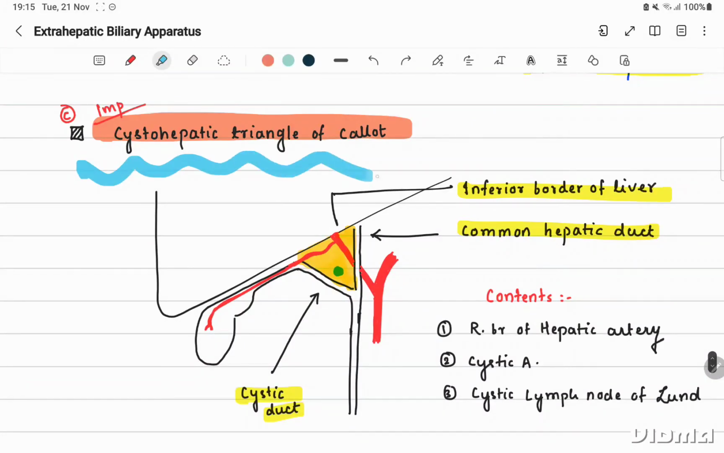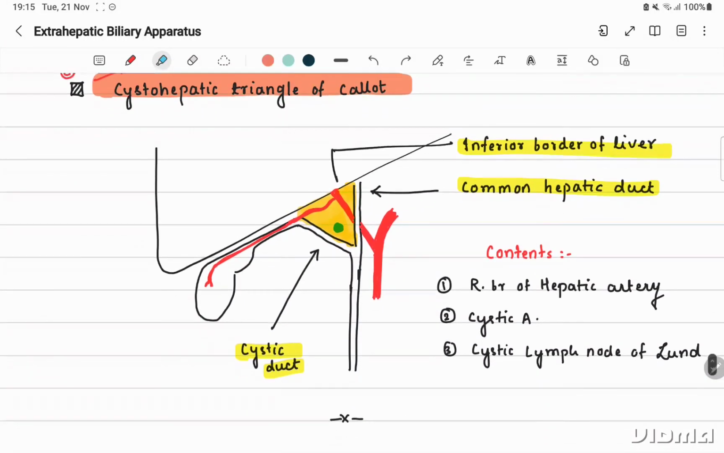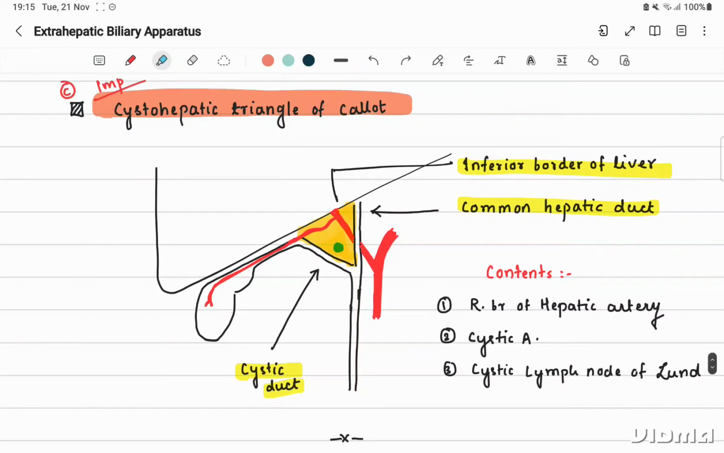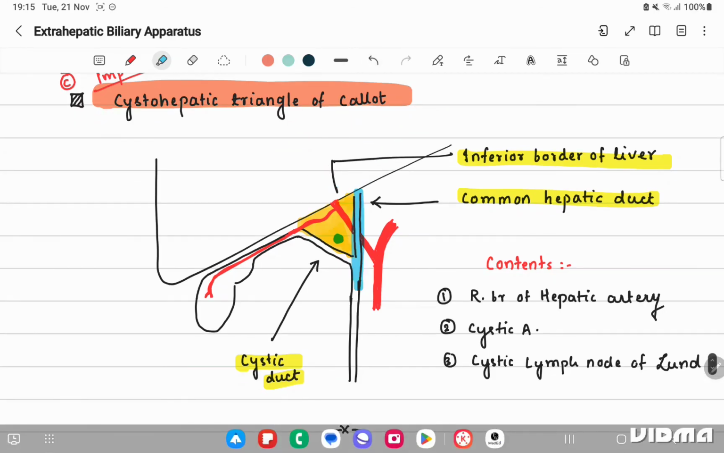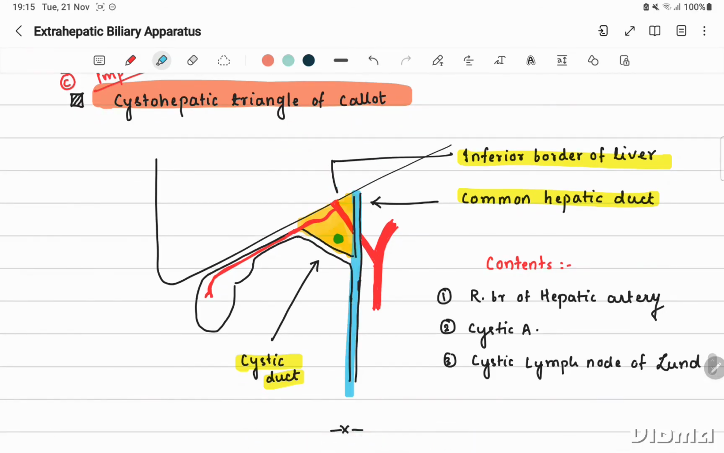Let's discuss the cystohepatic triangle of Callot. We can also call it Callot's triangle. It is important. So the liver is there, and your bile duct is there. This is your gallbladder, and your cystic duct. Then you have the common hepatic duct which is rising. There may be right hepatic, left hepatic, like this. We are showing only the common hepatic duct, and this is the common bile duct which is forming.